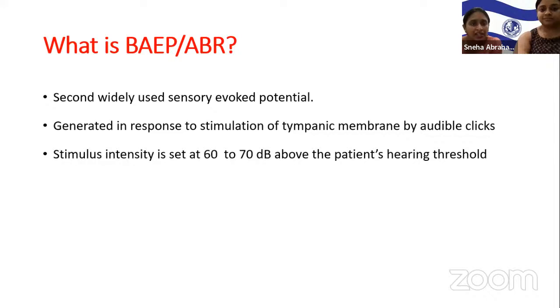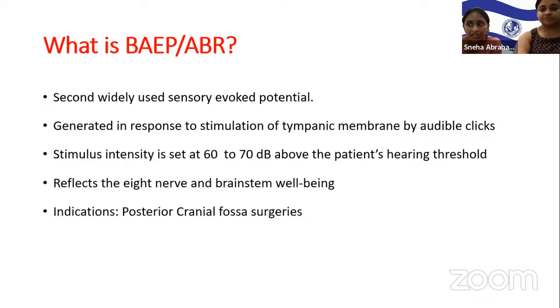The indications for doing an auditory brain response include posterior cranial fossa surgeries. It is the most resistant sensory evoked potential to anesthetic drugs.